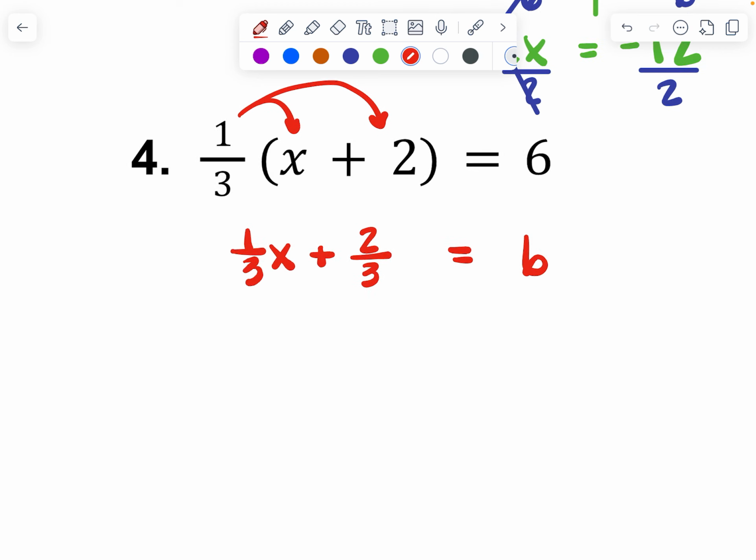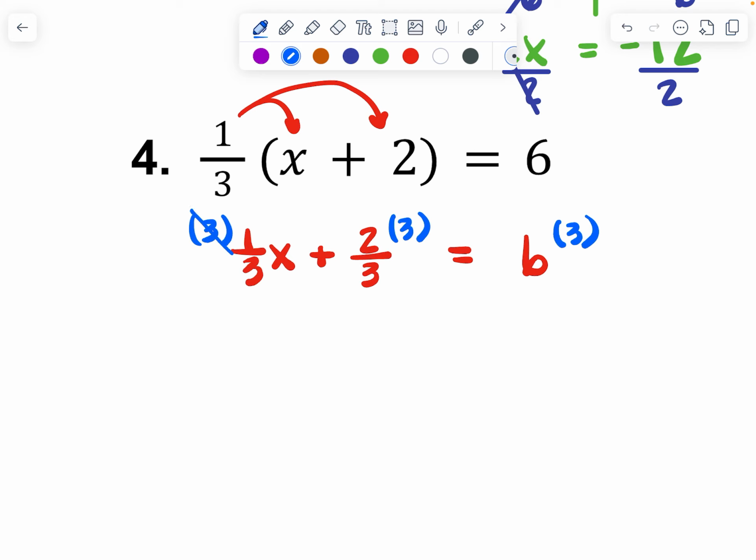And it's at this point you're like, wow, that's a lot of fractions with a denominator of 3. So remember, anytime we have a bunch of fractions, the easiest and most effective way to get rid of your fractions is to multiply every single term in the equation by 3. So I'm going to multiply this term by 3, this term by 3, and I have to multiply the 6 on the other side by 3. Everybody has to get the 3.